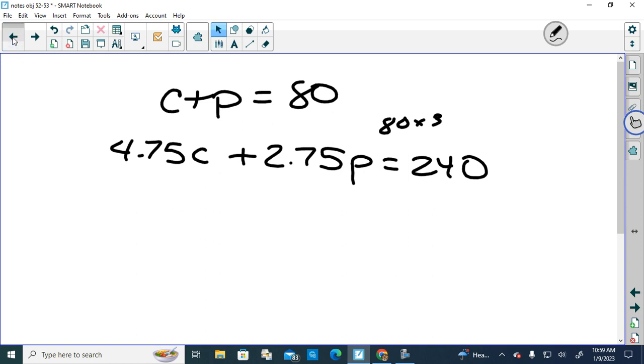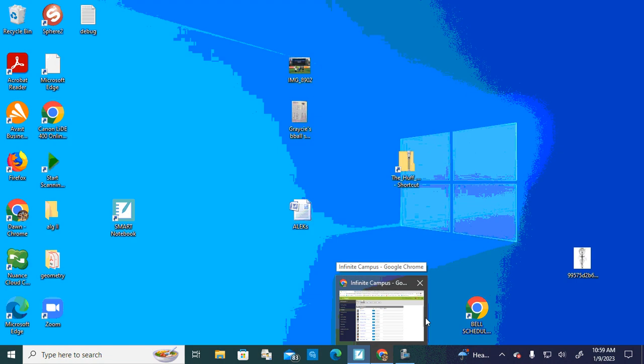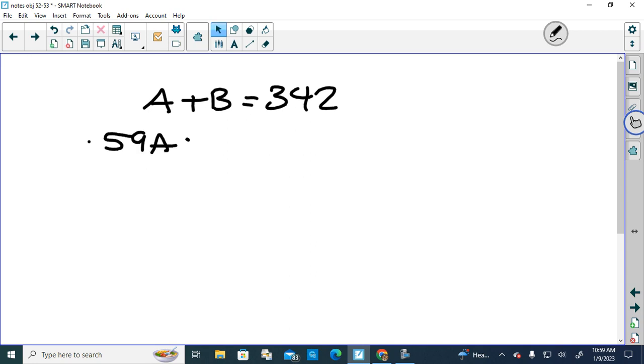Okay? What about that last one, 252? Do that one? Okay. So we have an A solution and a B solution. That gets us a total of 342. You got that part? Okay, so how much of the A solution, what's the percentage on that? 0.59. Right, so 0.59 A. And how much of the B solution? 0.21.